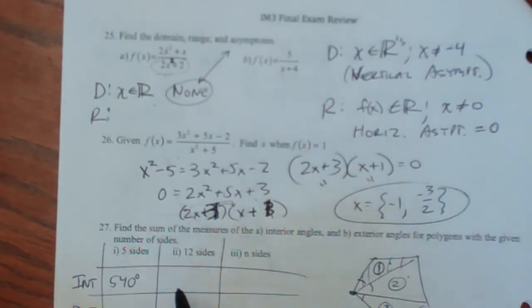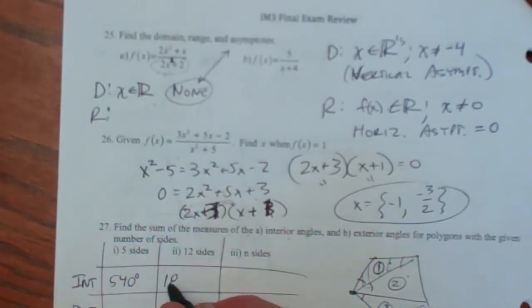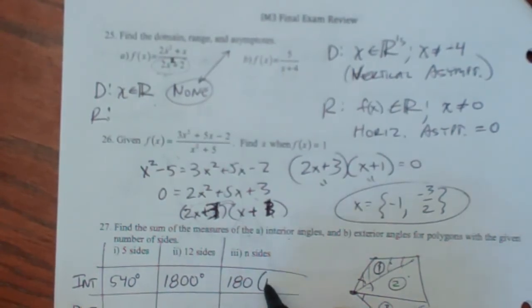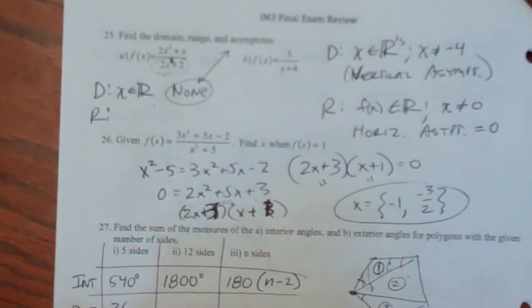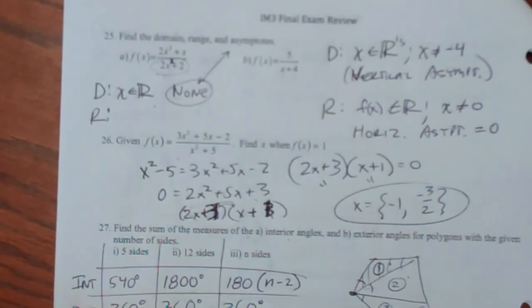Okay, with 12 sides, you're going to get 10 triangles. 10 times each triangle being 180 is 1,800 degrees. And the formula is you're just going to multiply your number of triangles, which is always going to be the number of sides you've got minus 2, times 180. Exterior angles are always 360. Okay, what a wonderful formula that is. They never change the sum of those exterior angles.